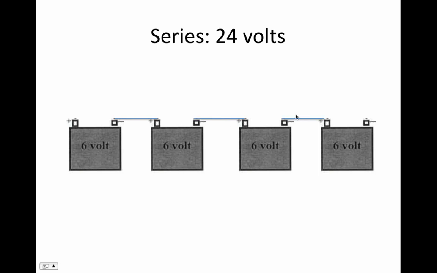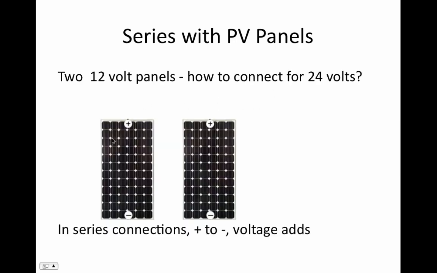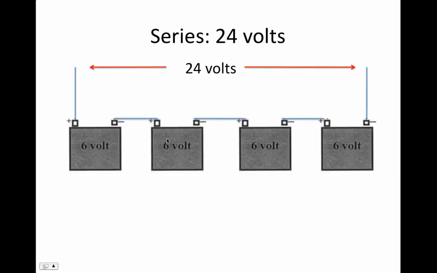And then again, we connect the negative of this one to the positive of this one. Again, we've done that all the way across. Negative of one to the positive of the next, all the way across. And then finally, we're left with two terminals, the negative one here and the positive one here, with 24 volts in between them. 6, 12, 18, 24 volts.